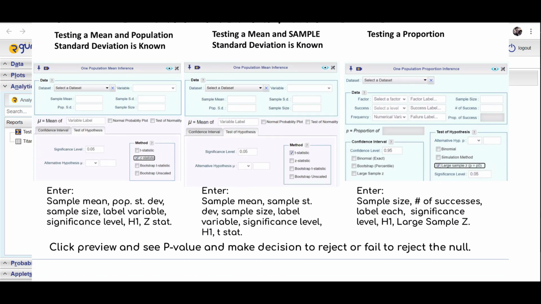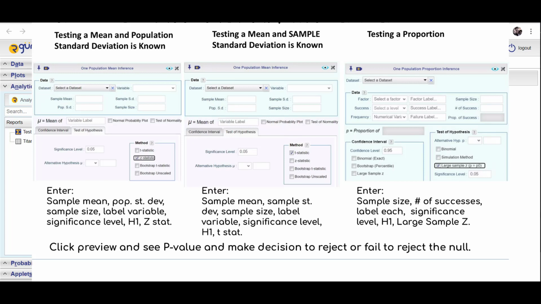Excuse me, only one of these boxes will come up. Well, actually, the first two boxes are the same. But I want to show you how you would enter numbers in different places depending on the hypothesis test you're doing, what type of data we have.